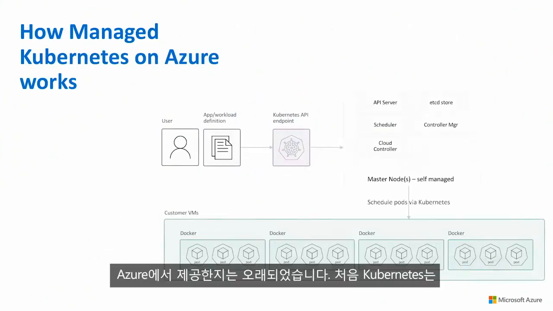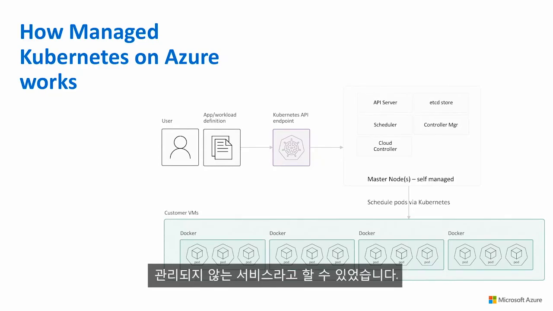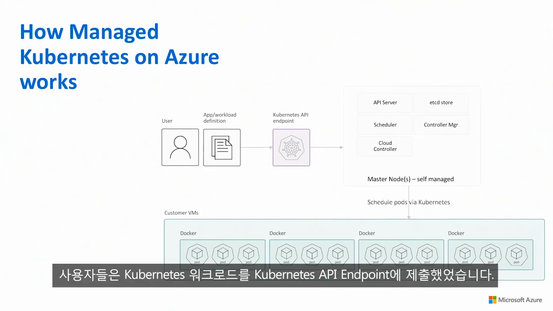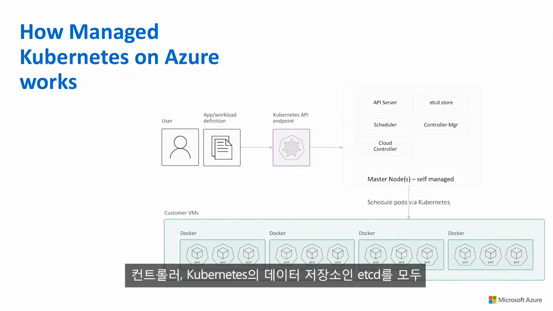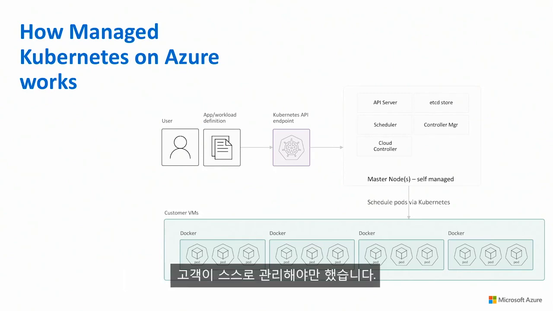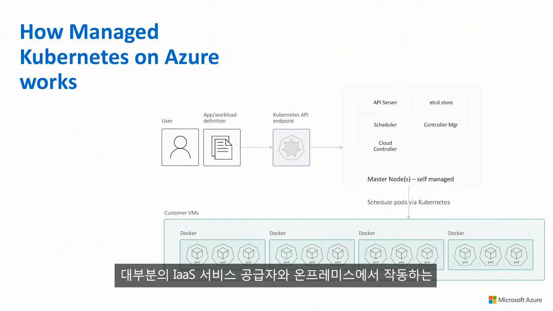Now, Kubernetes is something that we've offered on Azure for quite a while now. In its first permutation, the Kubernetes service was what we refer to as an unmanaged service. So users would submit their Kubernetes workloads to the Kubernetes API endpoint, but the master infrastructure, the API server, the scheduler, the controllers, and importantly, the etcd, which is like the data store for Kubernetes, the customers had to manage all of that themselves.